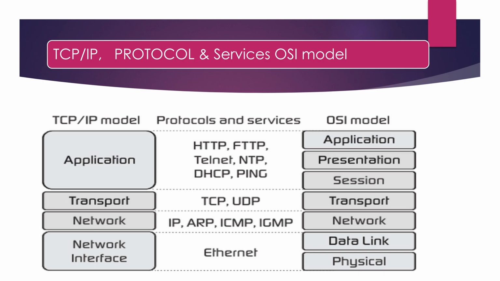And if we come to the OSI model, we have 7 layers, which are application, presentation, session, which includes all these here: HTTP, FTP, Telnet, NTP, DHCP, ping. Transport and network are the layers. So in transport, we have TCP, UDP. In network, we have IP, ARP, ICMP, IGMP. Data link and physical layer is the Ethernet connections.